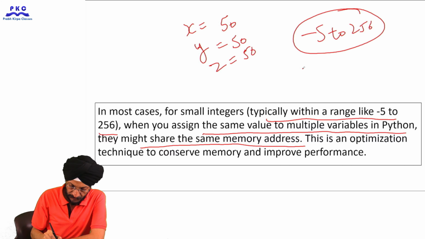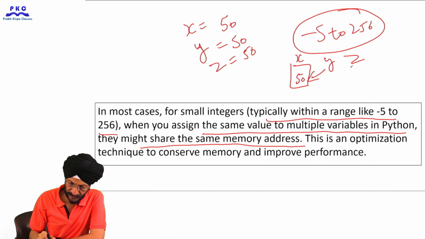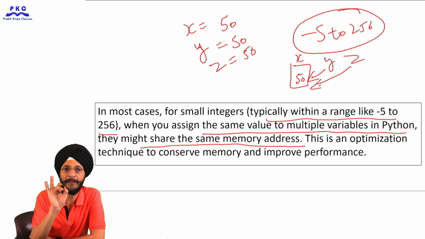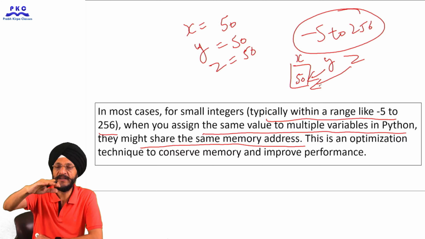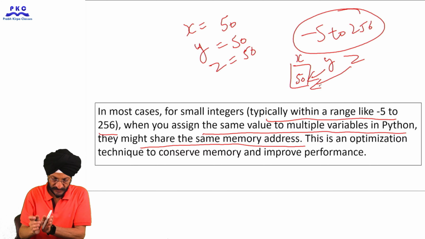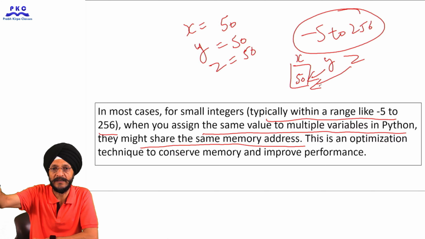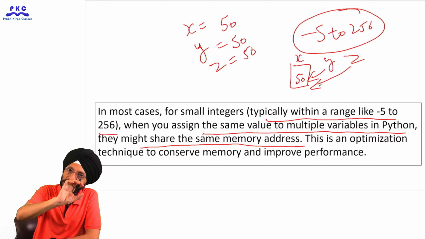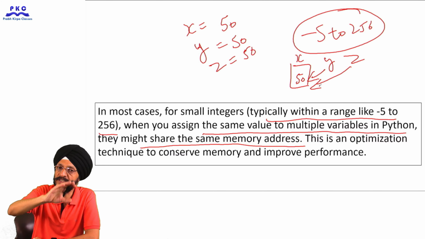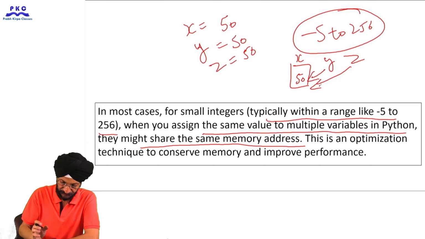That is, the memory address will be the same. This will be the object 50, and y and z will also be referring to the same object in memory. The memory manager will not allocate different locations. That is, the 50 will not be stored at different places under the variable names x, y, and z. No, the memory address of the 50 object will be the same for x, y, and z because data type is the same, data is the same. Memory address will be the same.